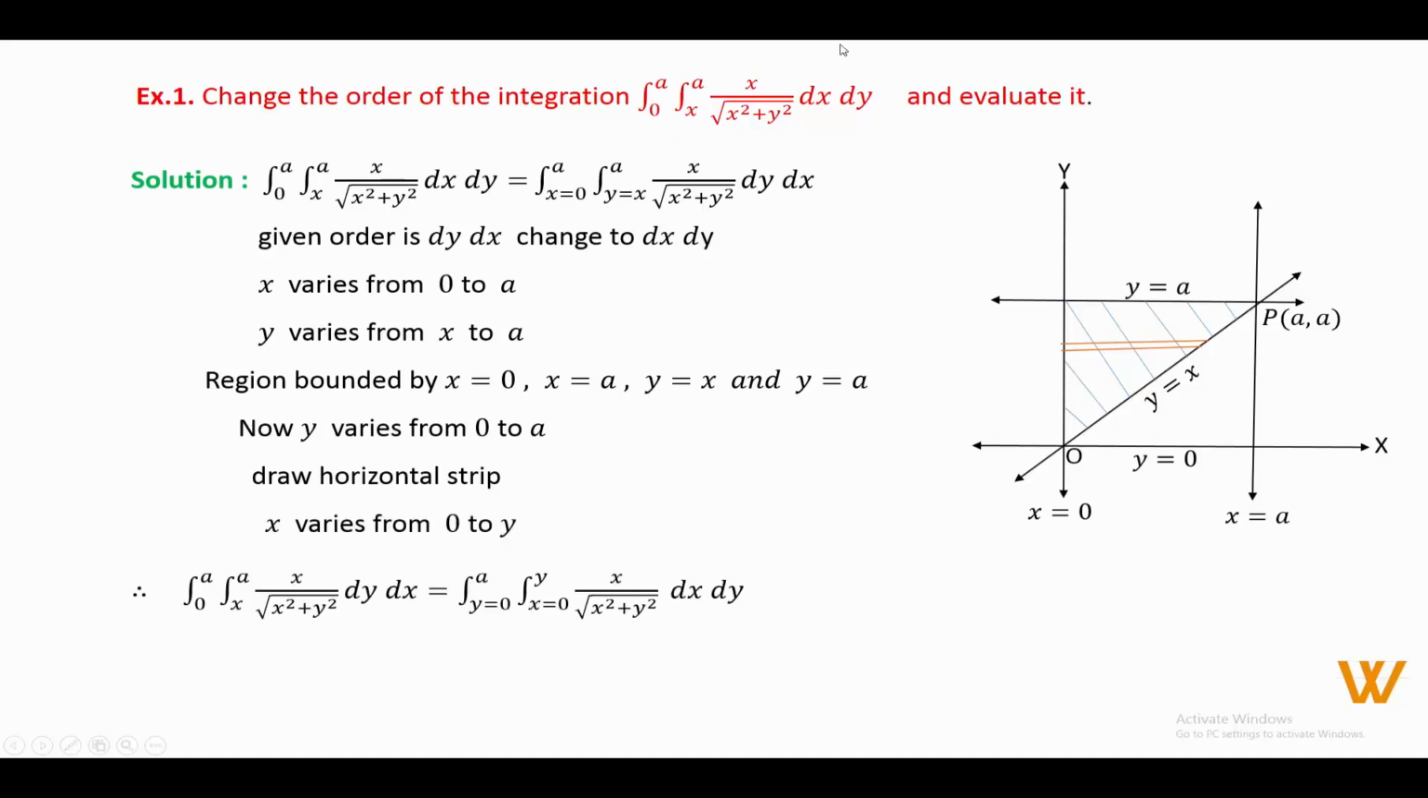Therefore the given integration, with limits 0 to a and x to a, of x upon square root of x square plus y square dy dx, is equal to the integration y varies from 0 to a, x varies from 0 to y, of x upon square root of x square plus y square dx dy. This is the changed order of integration. Now evaluate this integration.